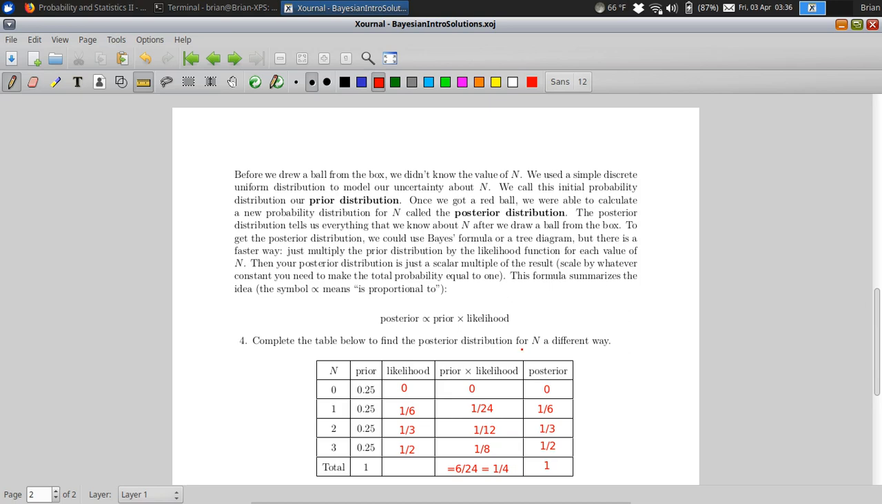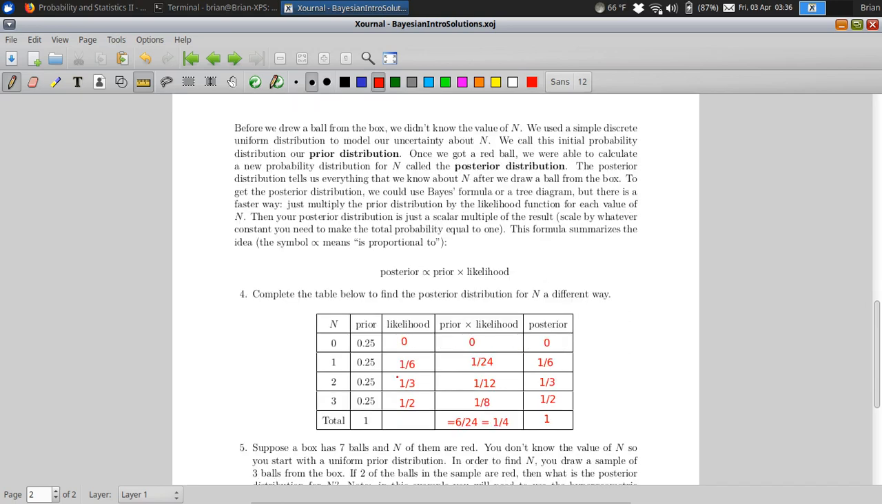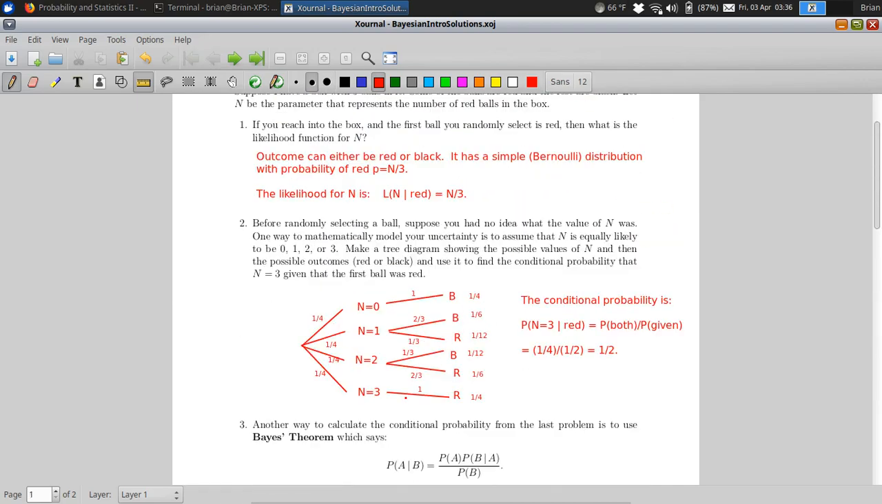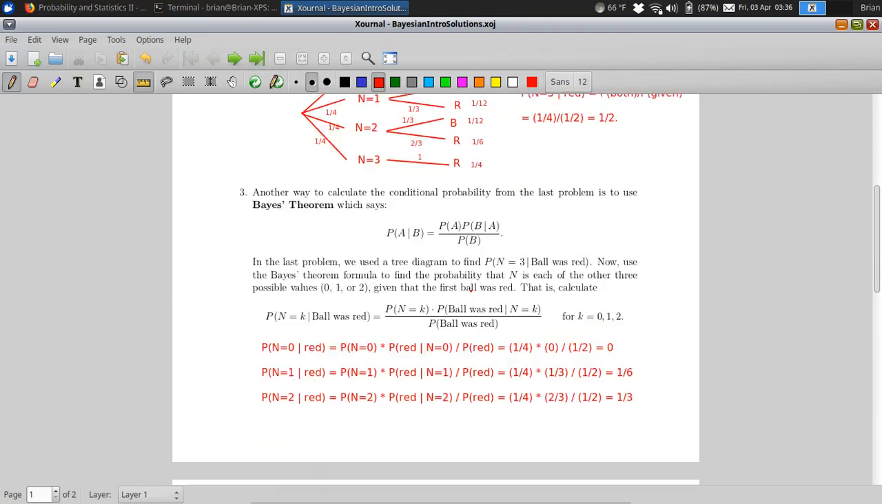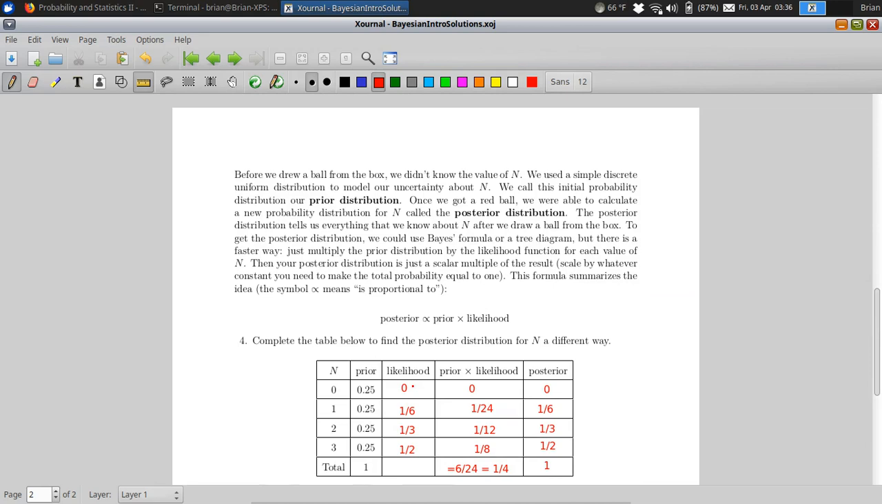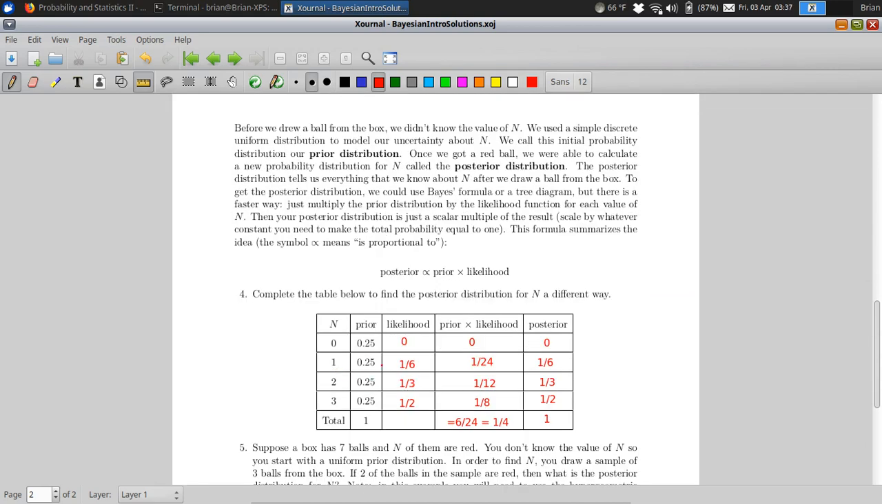Okay, so with a discrete distribution like this, where there's only 4 possible outcomes, you can just make a table. I've already listed the priors here. We already calculated the likelihood function. Let me scroll back up and show you that again. It was just n over 3. So for the different possible values of n, I made a mistake here. Let me fix it. The likelihoods should be 1/3, 2/3, and 3/3. Sorry, that was my fault.